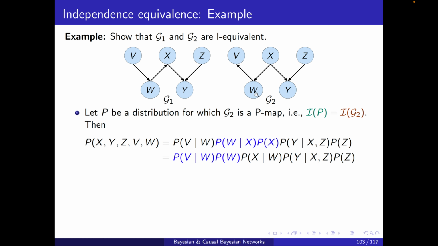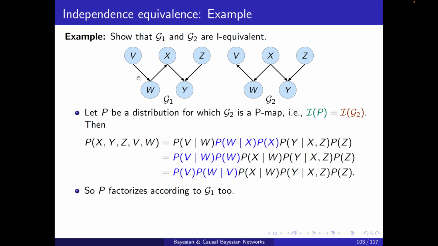Okay, that is basically equivalent to reversing the direction of this link. And then I can take a look at this part and write it down equivalently as P of V times P of W conditioned on V. So that means that I'm reversing the direction of this one. And this is exactly the same as G1. So this distribution P that I considered here does factorize according to G1 as well.